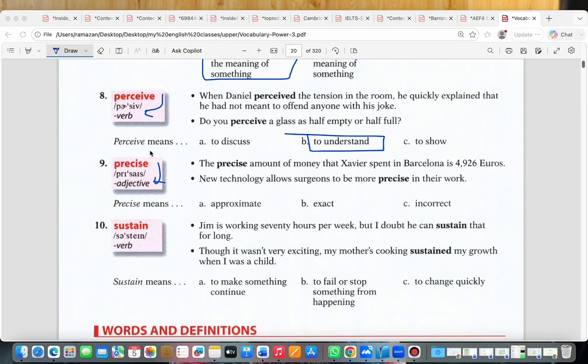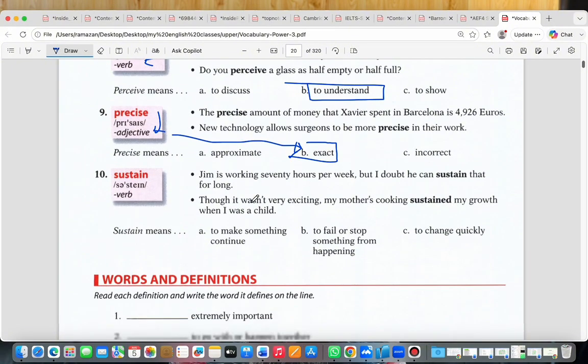Okay, so the ninth word is precise. It's an adjective. The meaning is exact, so you can use it as an adjective in the sentence. For example, the precise amount of money that Zawir spent in Barcelona is 4,920 euros, 26 euros. Or, new technology allows surgeons to be more precise in their work. So it means they have to be exact. They have to pay a lot of attention. I hope you got this word.